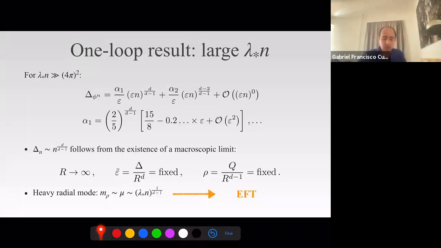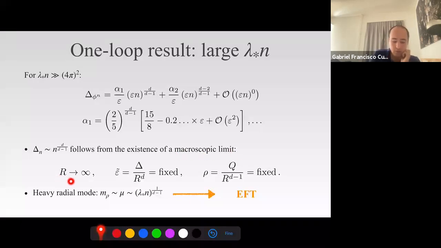Okay, so you see that this opposite regime cannot be reached by Feynman diagrams. If you would just add all the diagrams, these powers, n^(d/(d-1)), would have been very non-trivial. But it actually is semi-classical, it's very easy to understand. It just follows from dimensional analysis, or, if you want to be more precise, from the existence of a macroscopic limit.